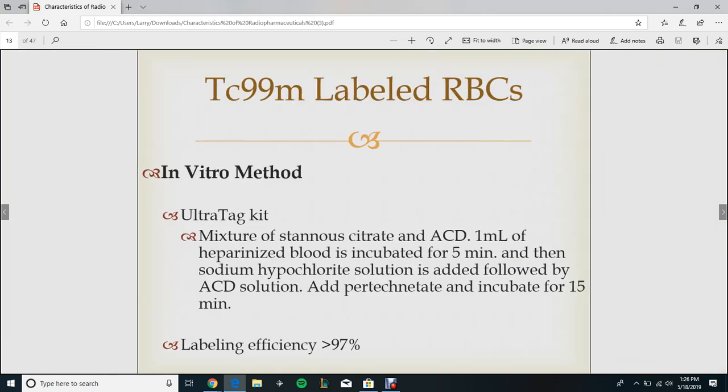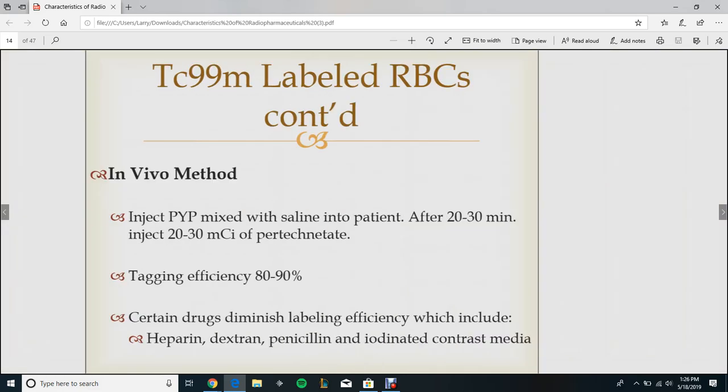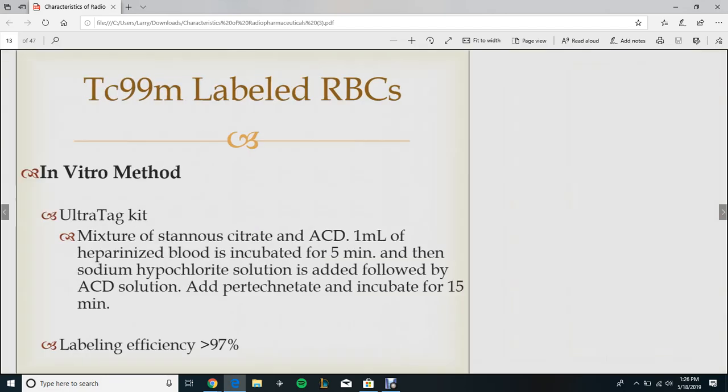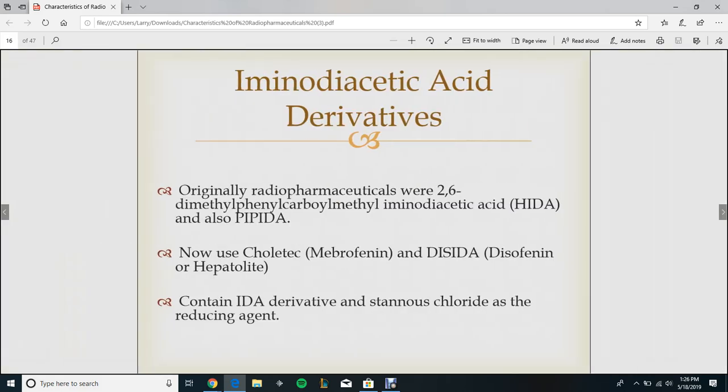The labeling efficiency for the in vitro method is 97%. The labeling efficiency for the modified in vivo is greater than 95%. In the in vivo method, the tagging efficiency is 80 to 90%. So the best one to use is the in vitro method.